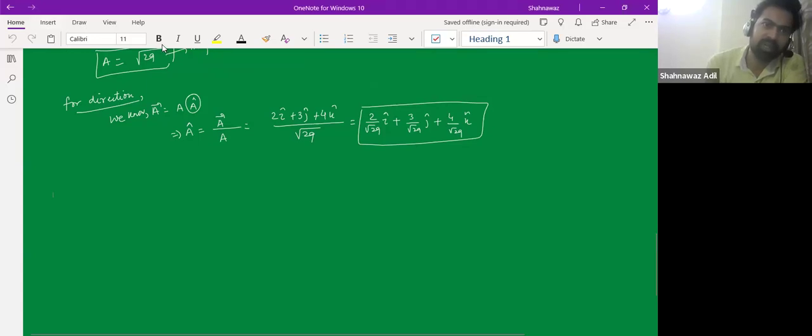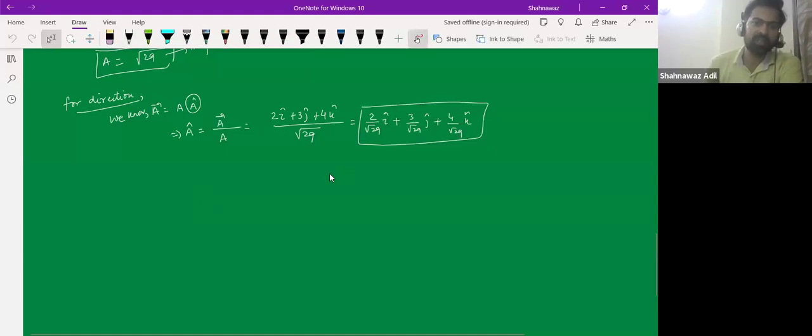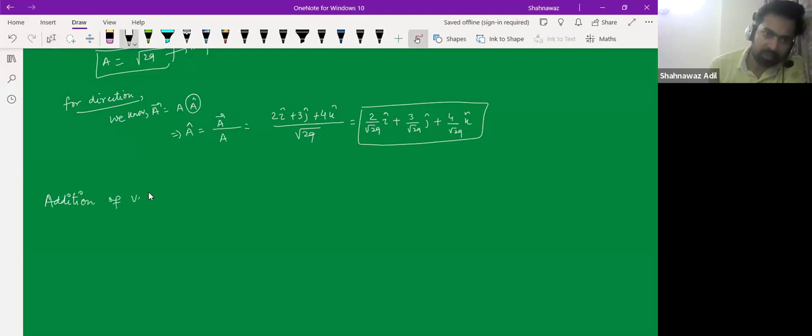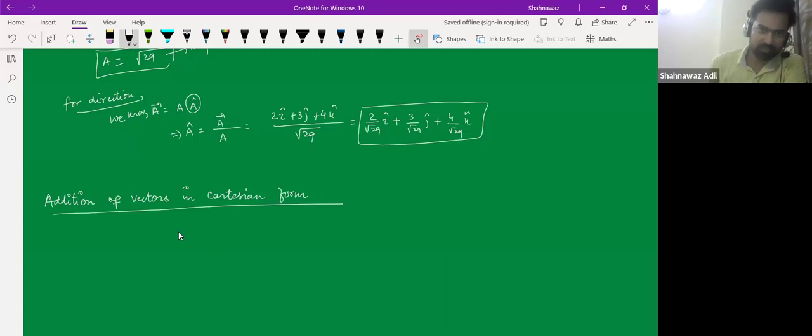Okay, so what is the first operation? Addition of vectors, right? So what would be addition of vectors in Cartesian form? Let us understand that. This is very simple. You have two vectors, right? A, and this is represented by AX i hat, AY j hat, and AZ k hat.